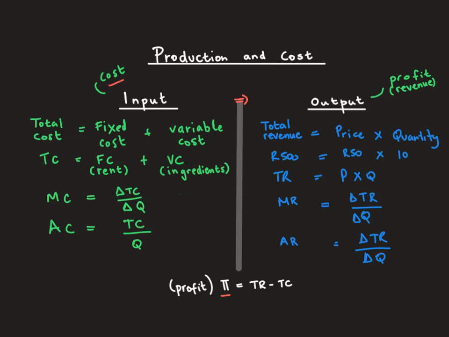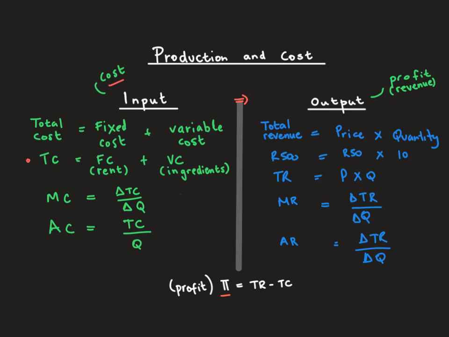On the input side, we have three equations. So the first one is total cost, which is fixed cost plus variable cost. A fixed cost is something that's fixed over a period of time, usually a year, like for example, your rent or your insurance. And a variable cost varies every so often.